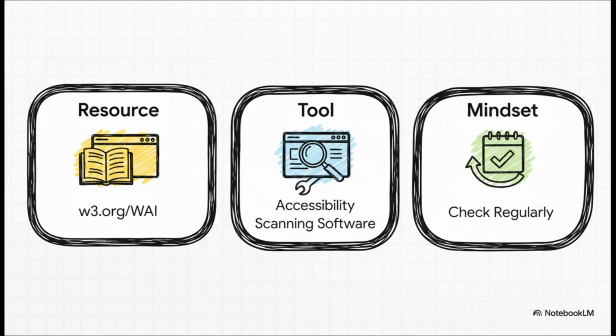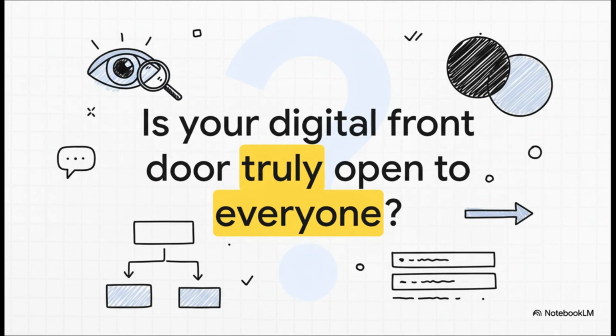Second, maybe look into some accessibility scanning software. It won't catch everything, but it's great for flagging obvious issues. And finally, just get into the mindset of checking regularly. Make it a habit. Look, at the end of the day, making these simple changes will go such a long way toward making your website more welcoming and just better.